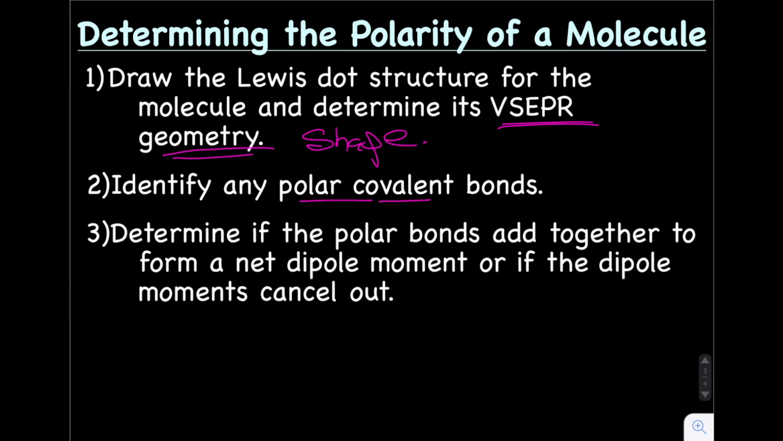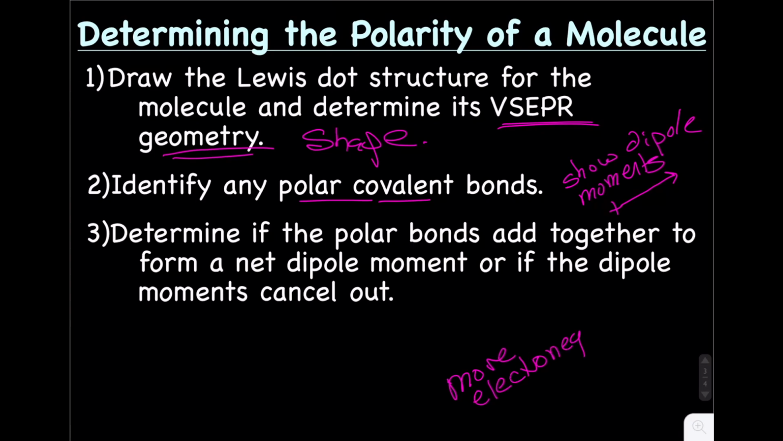And then I guess I should have put this in the list, but you should show the dipole moments. Remember, with like the plus sign with the arrow pointing to the... I'm not giving myself enough room, so the arrow points towards the more electronegative atom. So it'll be the negative dipole moment.